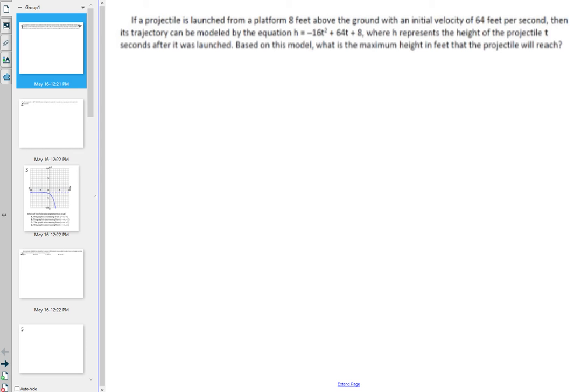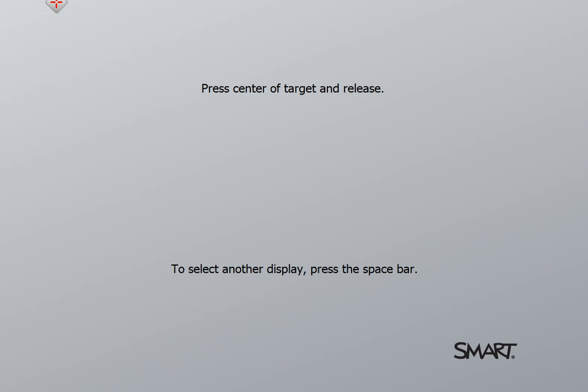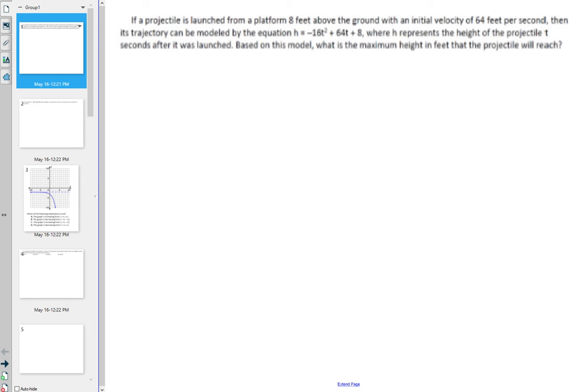If a projectile is launched from a platform 8 feet above the ground with initial velocity, blah blah blah. The words are not as important because they have already modeled the function for you. So it's already been modeled for you. They tell you what each variable represents.